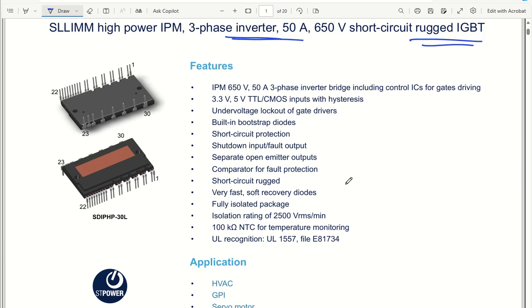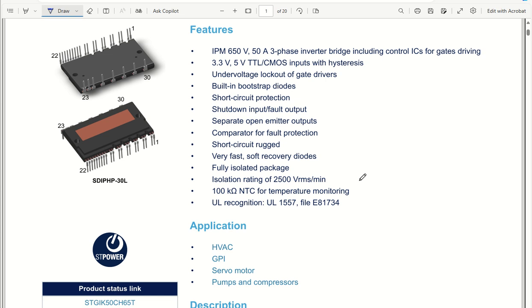As I have been telling you earlier, the very first thing we should always read in a data sheet is the features that this particular component presents to us. As you can see, we have an IPM of 650 volt with 50 amperes rating, a 3-phase inverter bridge including control ICs for gate driving. So gate driver control ICs are inbuilt inside the IPM itself. We don't need a gate driver separately.